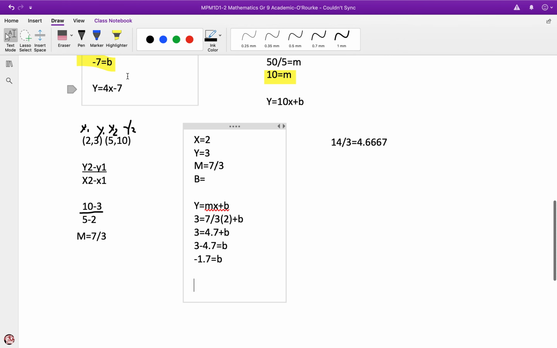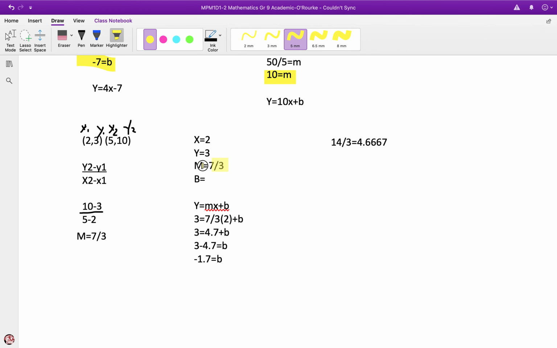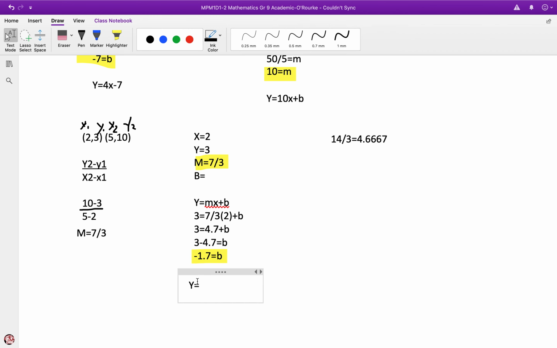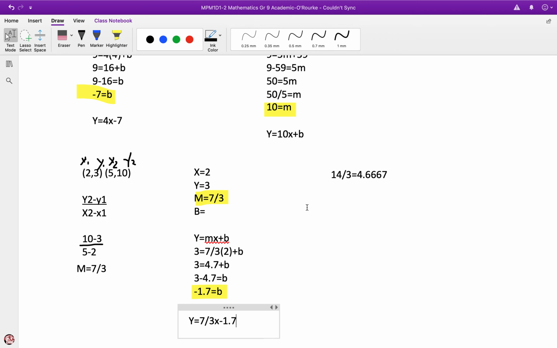And we're right where we were before. We have a point up here, we got our slope, we have our y-intercept. Therefore, we just plug everything in. y equals 7 over 3 x minus 1.7. I think that's about as hard as I can get for a question.